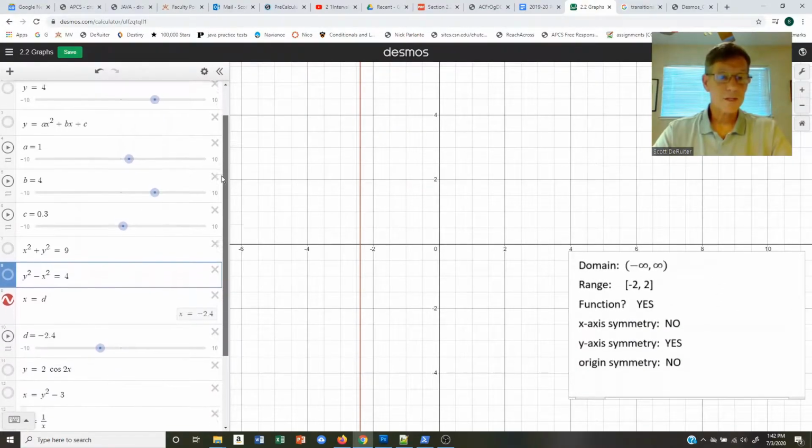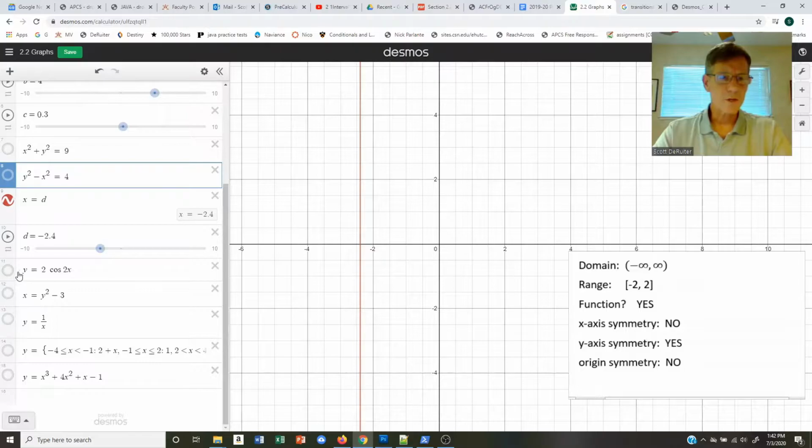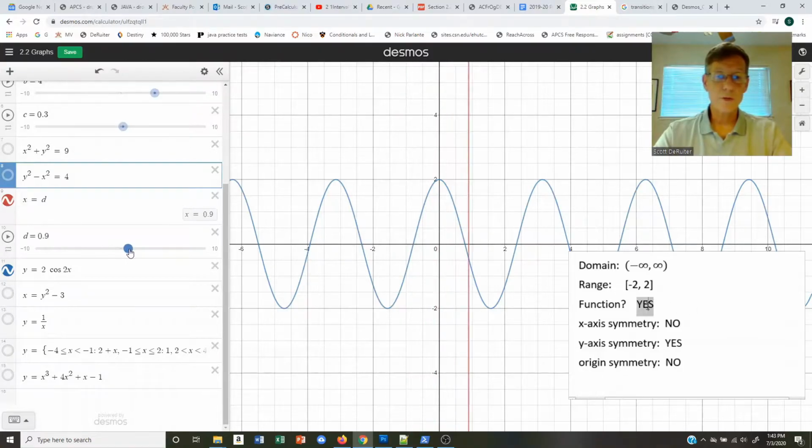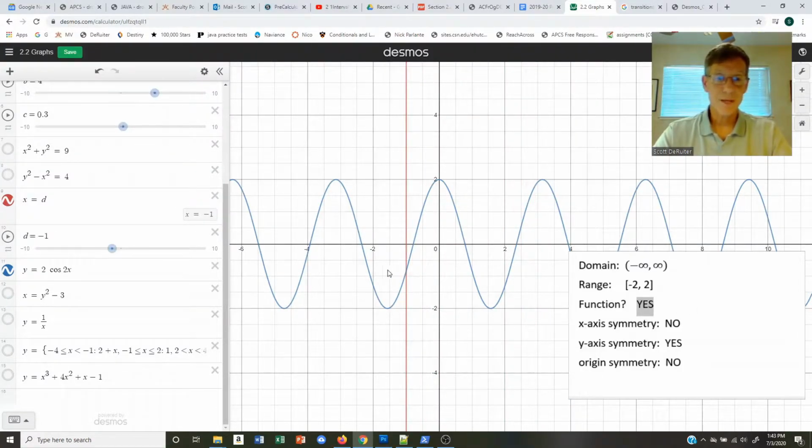Okay, next, let's take a look at a trig function. So this is a cosine curve, and the range is from -2 to 2. It is a function. You can see that it satisfies the vertical line test. It doesn't have x-axis symmetry because if we take a look at a mirror image with respect to any point on the curve, that new reflected point doesn't exist on the curve.